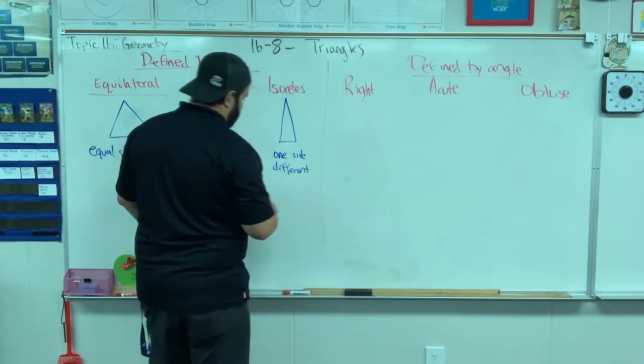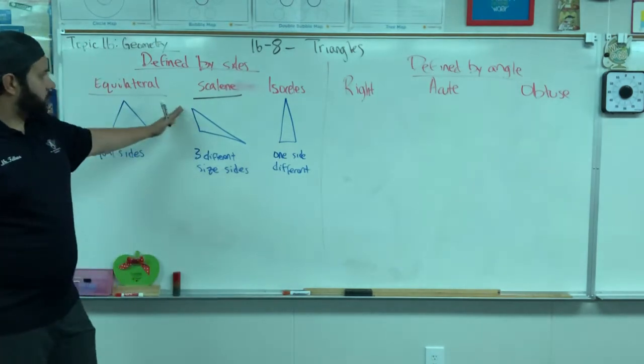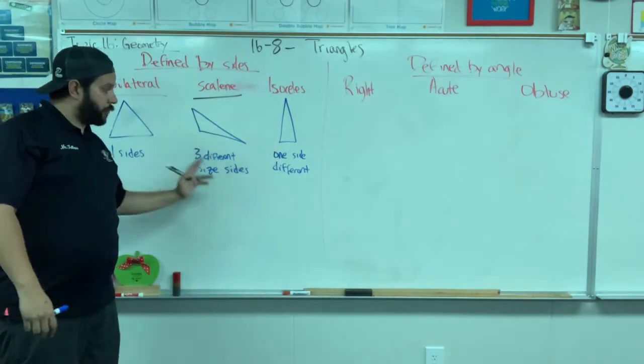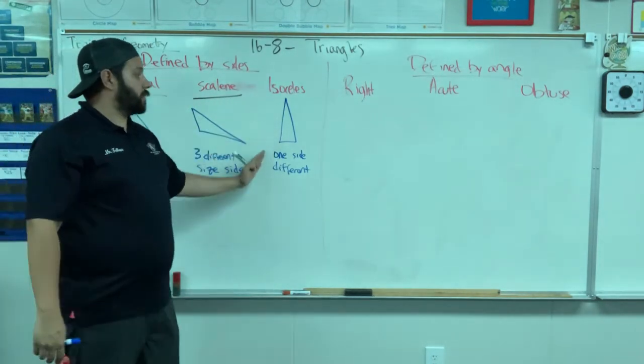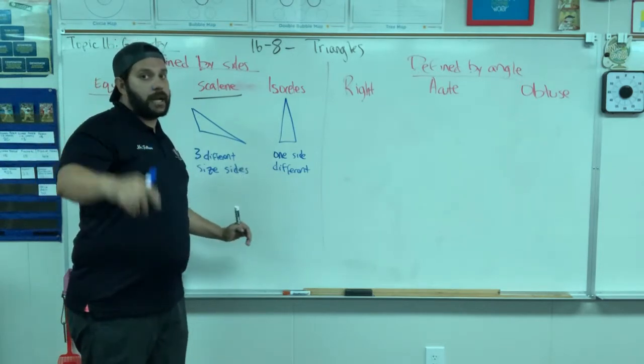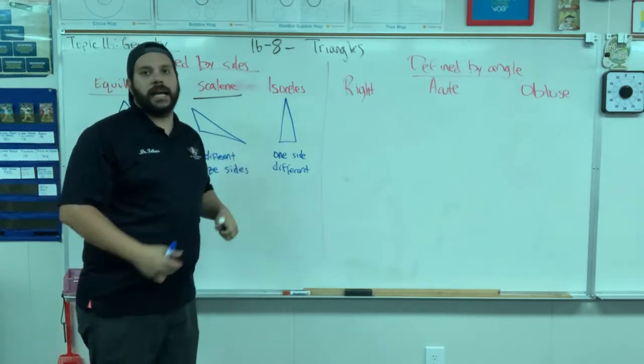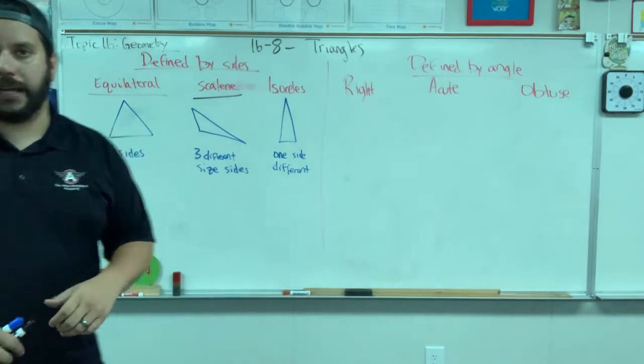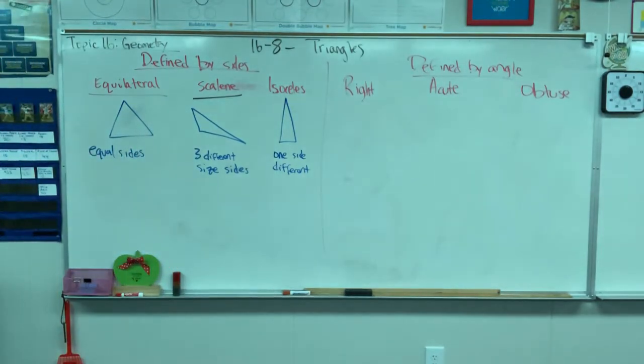is different. Okay, so unlike the scalene where all three sides are different, when you get your isosceles one, you just have the one side that's different, all right? So that's how you define your triangles by their sides. Now let's look at how you define them by their angles.